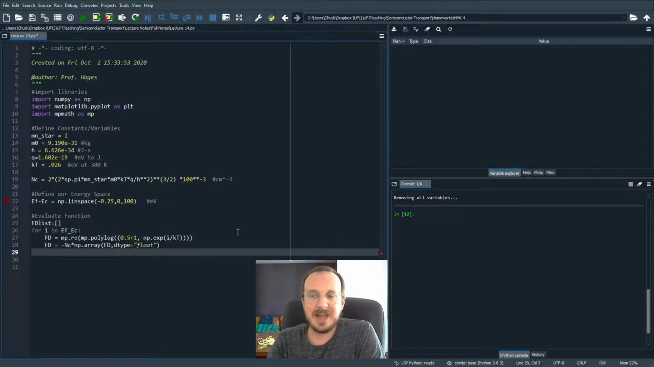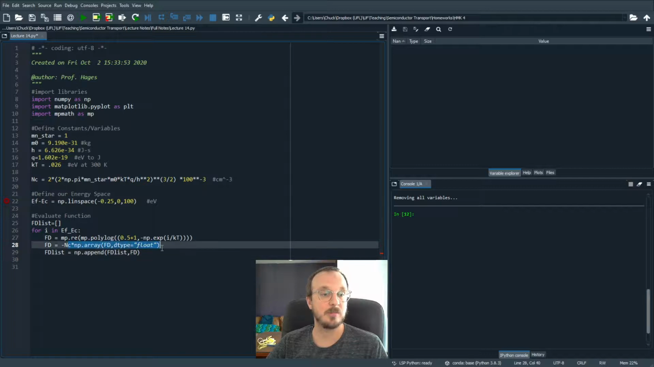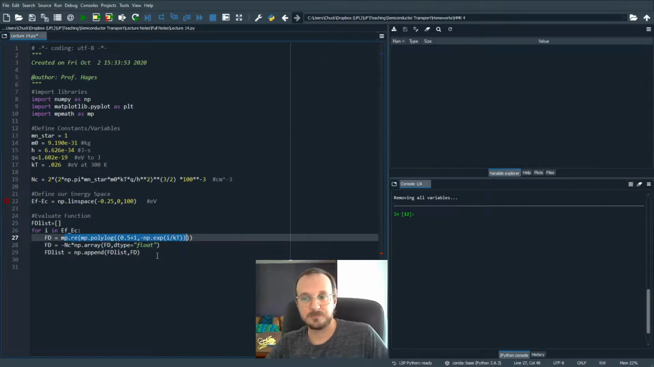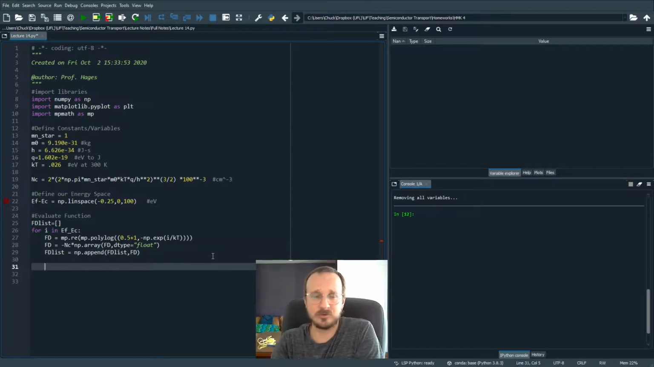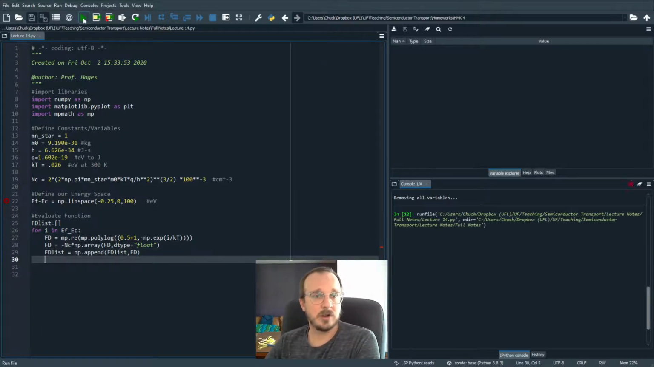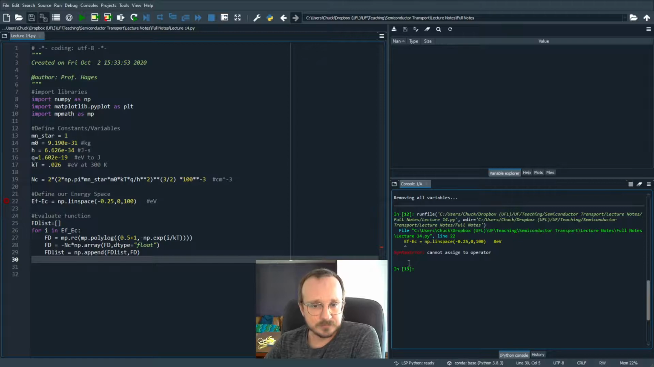Now we need to add it to the list. We're going to take our FD list that we initialized, and say np.append, take the FD list, and append it with the value FD that we just took. So this is now going to be a NumPy value, floating point, real part of the solution. This should be our solution, and we can run it and make sure we don't have any errors.